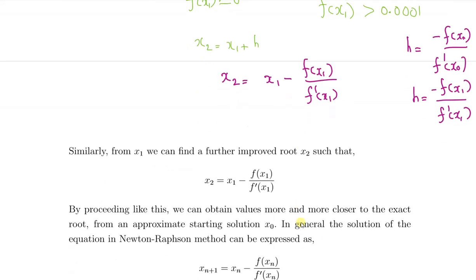Now again we can check whether f of x2 is equal to 0 or if f of x2 is greater than 0.00001. You can give any value, as small as you like. Sometimes it may be equal to 0. If it is greater than this, you can again take the approximation. You can take an approximate root x3 is equal to x2 minus f of x2 divided by f dash of x2. You can continue this process.